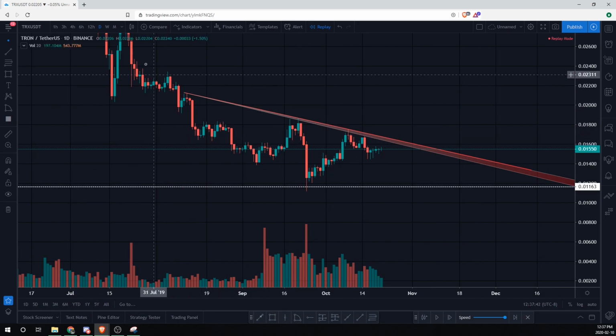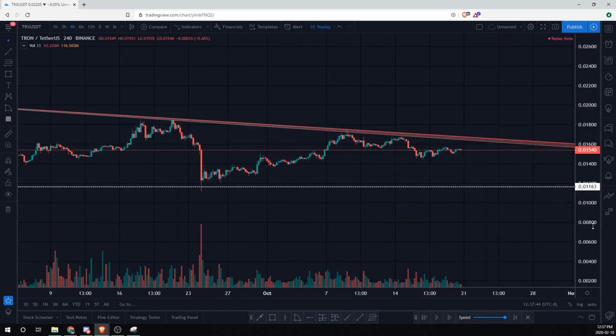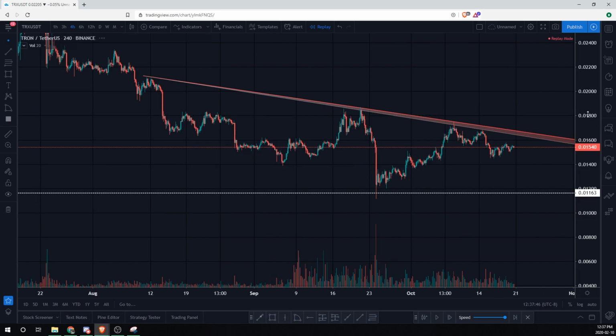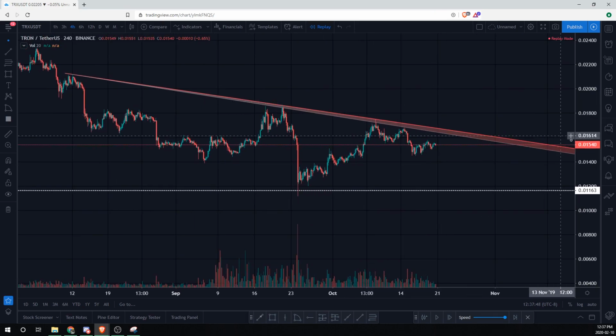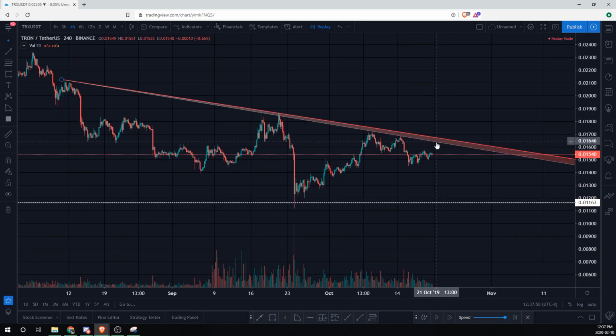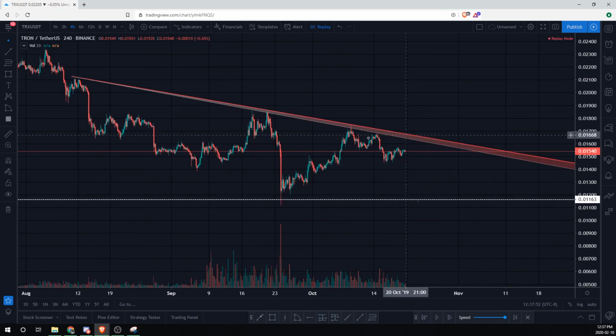So now that we have discussed the daily chart, we can now go into the 4-hour and look at exactly how this trend line is looking on the 4-hour. Looks pretty good. I think I might close this gap a little bit more, but it's touching this trend line and touching this trend line, so I think we're good.